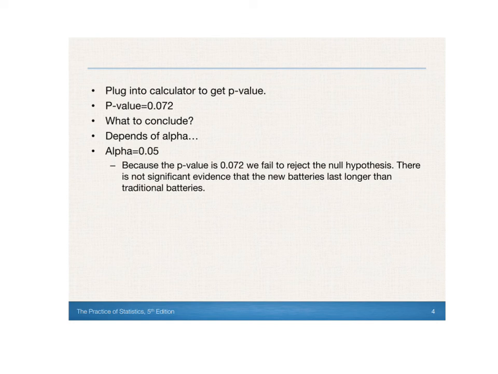In our example, if we plugged our information into a calculator and got a p-value of 0.072, we would want to conclude, and that would depend on alpha, right? So if we had decided that alpha was 0.05, we would conclude with a sentence like this: because the p-value is 0.072, we fail to reject the null hypothesis. There is not significant evidence that the new batteries last longer than traditional batteries. This is the type of conclusion sentence we want to see for hypothesis testing.